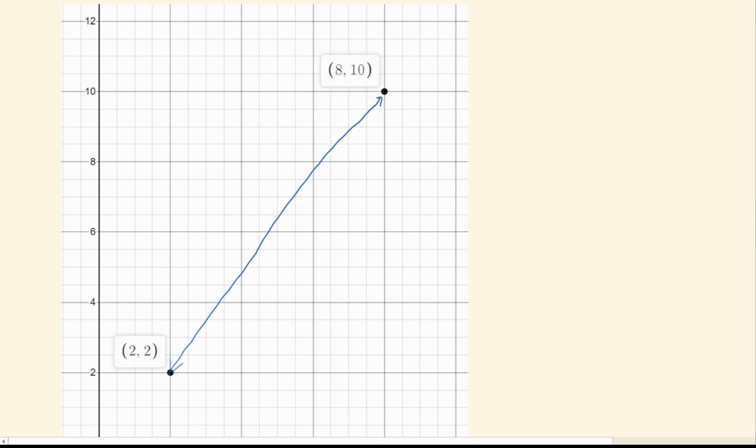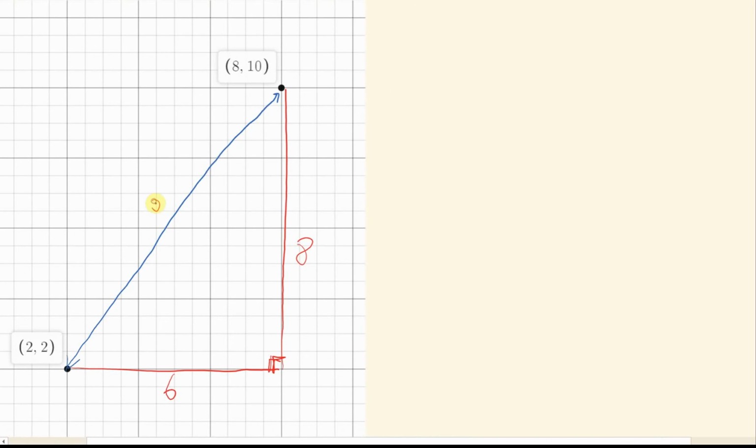Again, it's not obvious to work out, but we could work out quite easily. We could work out how far across it is, and how far up it is. So from 2 to 8 I've gone 6 squares across, and from 2 to 10 I've gone 8 squares up. And from here hopefully you can see this is the basic layout for a Pythagoras' theorem question. So this is my x, and we're now going to solve this.